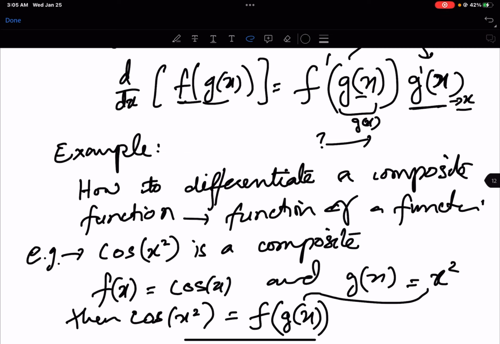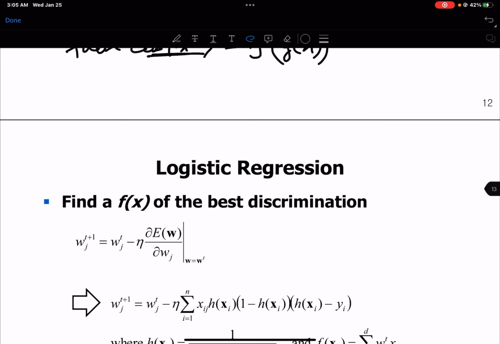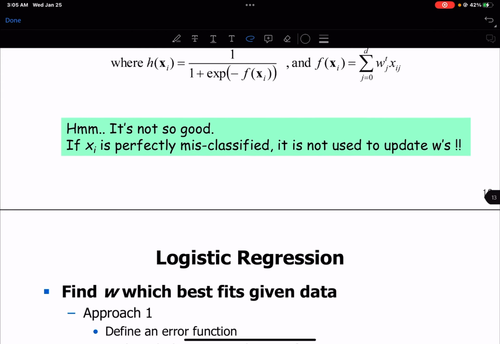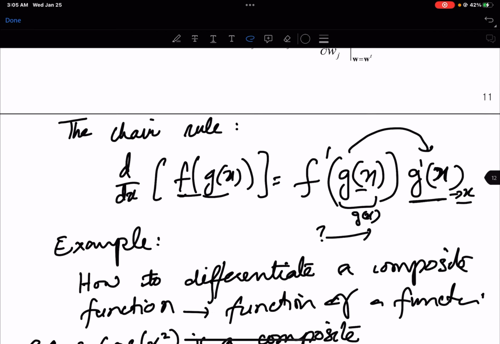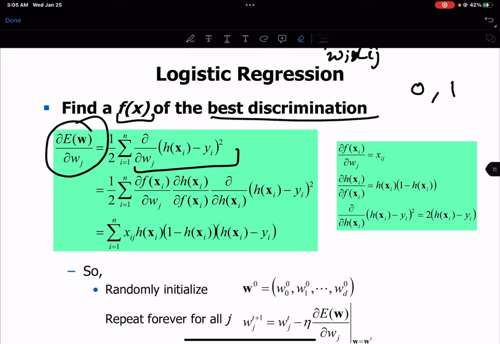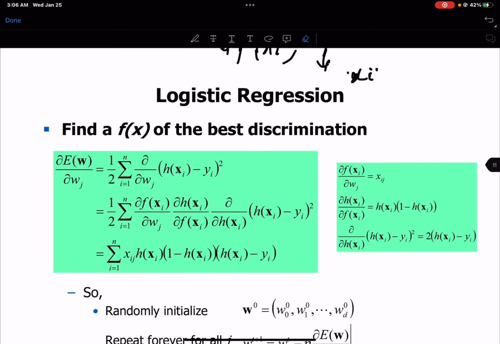So when you place x squared here, that g of x is x squared, and then in this cos of x you replace the value of g of x, that is x squared, so you get your cos of x squared. This is your definition of the chaining rule, and remember this rule, we are going to use this to differentiate our function.